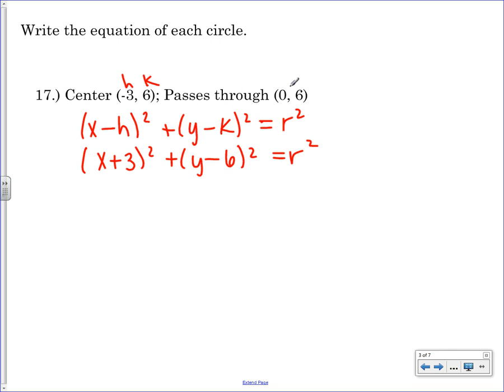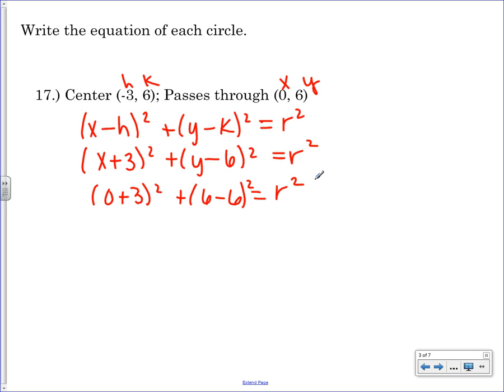So give this a letter, x, y. So can't I replace x and y with 0 and 6, and I'll be left with r squared, which is what I want anyway? Right? Substitution. So instead of x, I'm going to put a 0. Instead of y, I'm going to put a 6. And go from there.